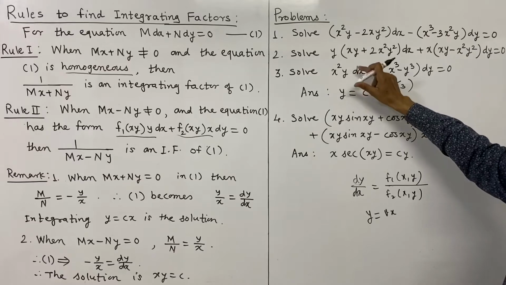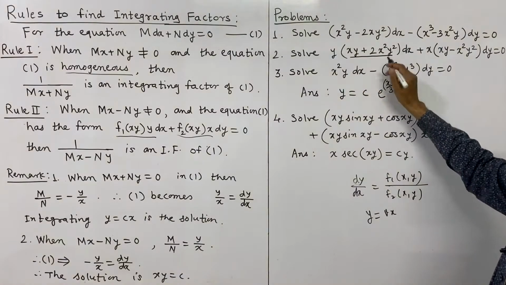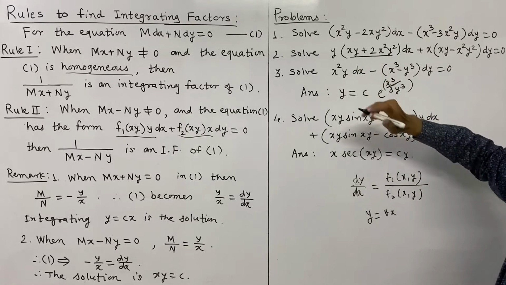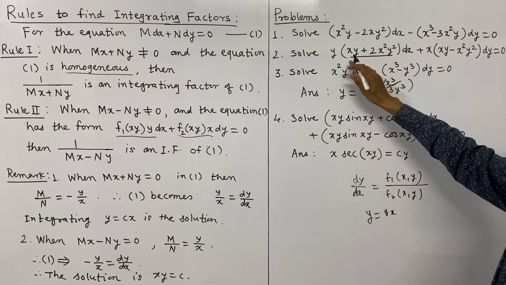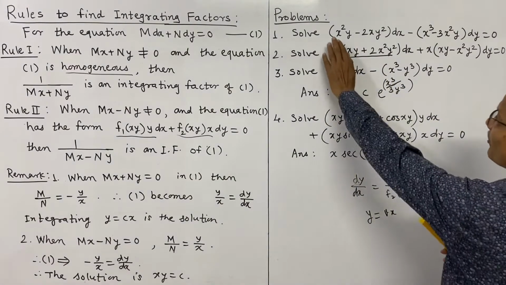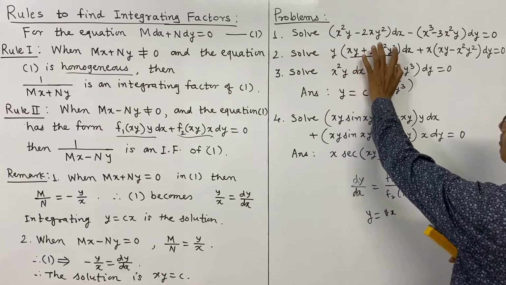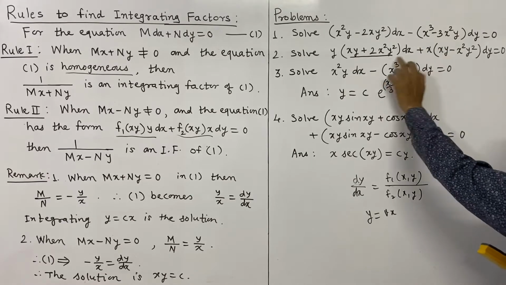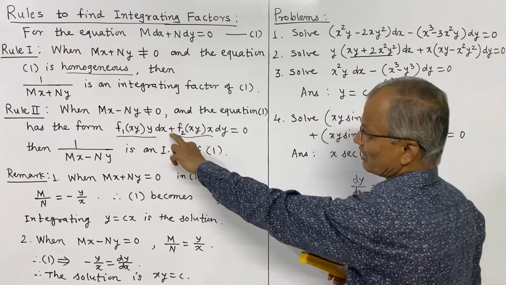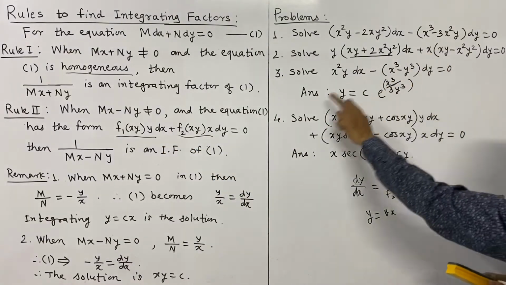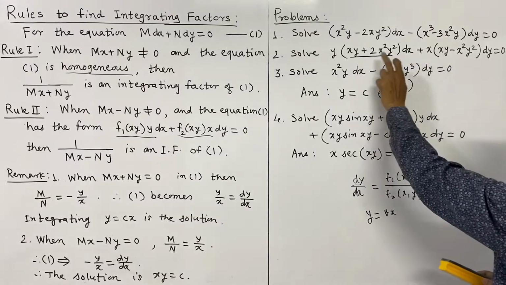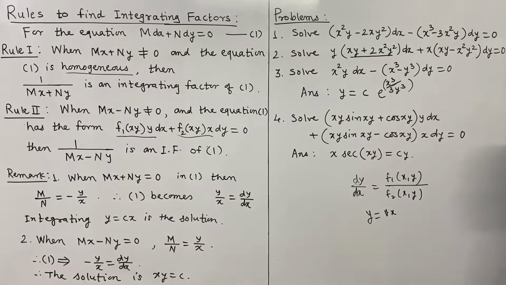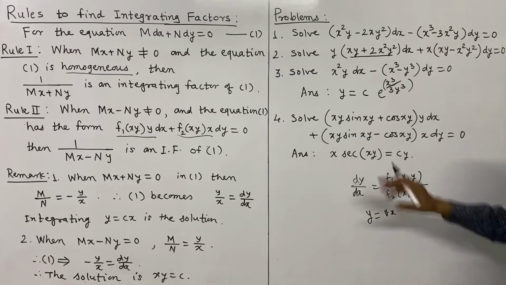And what about the second problem? See, this is a function of x and y, a function of xy. Each term is in the form of xy plus 2 xy whole square. So this is a function of xy, and similarly this is also a function of xy, multiplied by y, and this is a function of xy multiplied by x into dy. So this is of the second form, and therefore here we should try the second rule. So now we will solve the first problem.